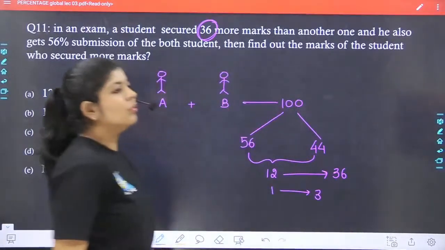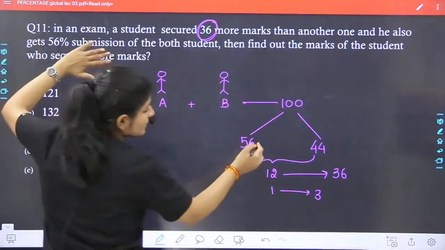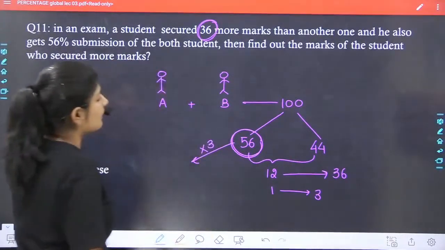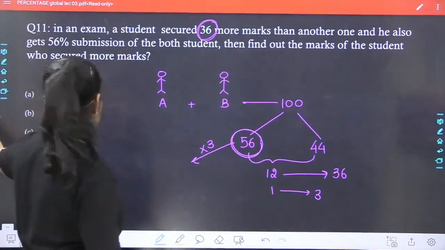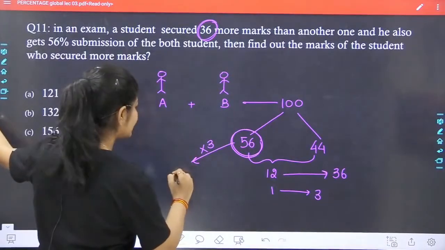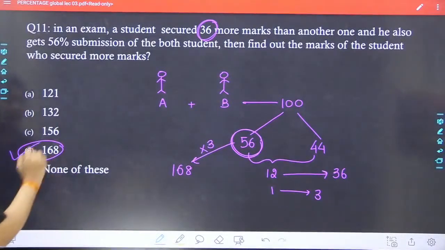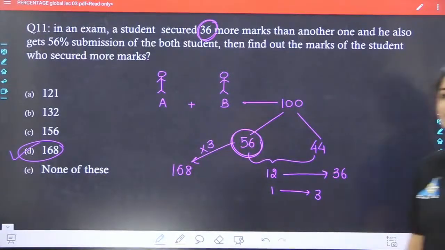Now we have to calculate the marks of the student who secured more marks. We have to multiply this term by 3 to calculate the marks of that student, and that is equal to 168. That means option number D is the correct answer.